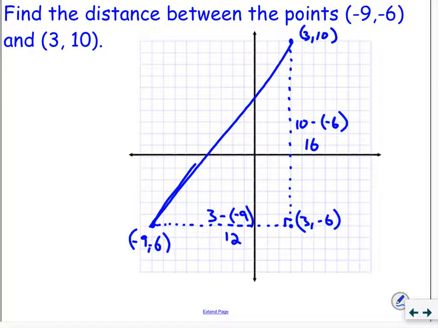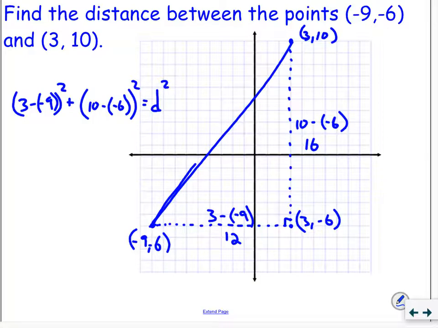So now if I do some Pythagorean theorem, I can take 3 minus -9 and square it. And then 10 subtract -6. Square that. I'll squeak some parentheses in there too. And let's say that's equal to the square of some distance. There's a Pythagorean theorem. So if we simplify this down a little bit, we're going to get 12 squared plus 16 squared equals the square of some distance. 12 squared is 144, 16 squared is 256. Their sum is 400.